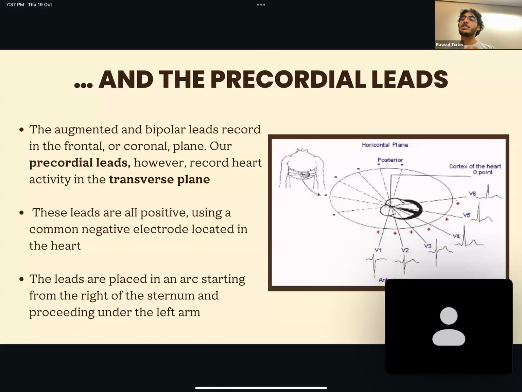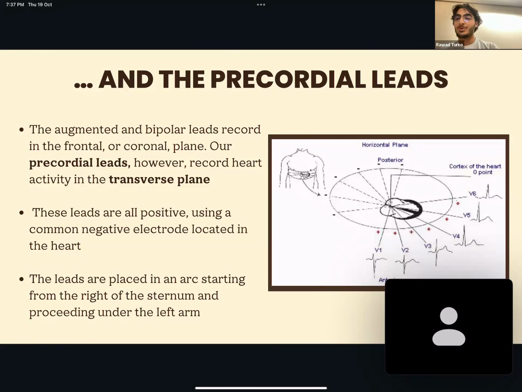Okay, so precordial leads record activity in the transverse plane. The augmented and bipolar leads record in the frontal or coronal plane. All of these leads are positive. That's the main thing about the precordial leads. In the augmented and the bipolar leads, we have either 2 negative electrodes or 1 negative electrode and 1 positive electrode, so we always have a negative electrode there. These ones, they're all positive.